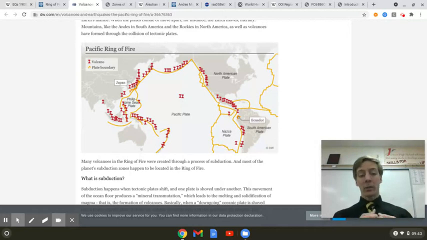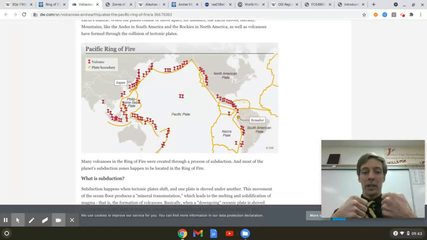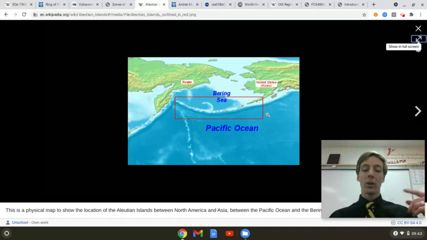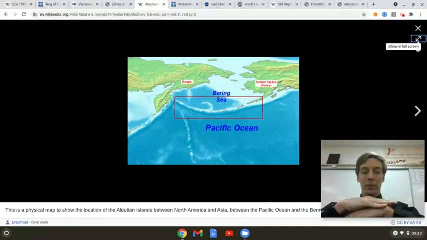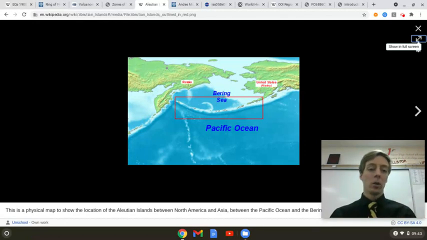On a converging plate boundary, you could have two oceanic plates converging, or you could have an oceanic and a continental plate converging. Anytime you have two converging plates, you're going to have one subduct under the other as they move past each other. Okay, cool. Here we go.